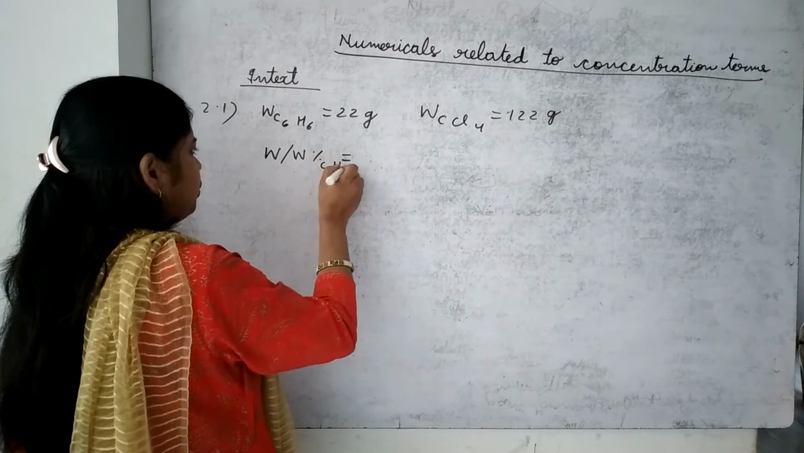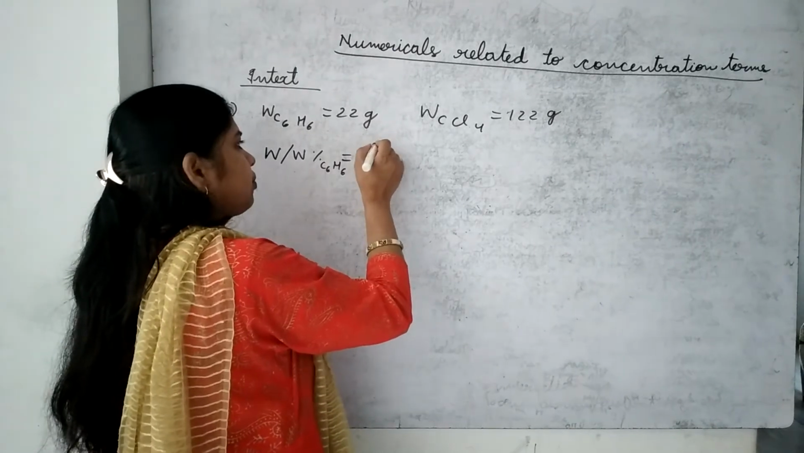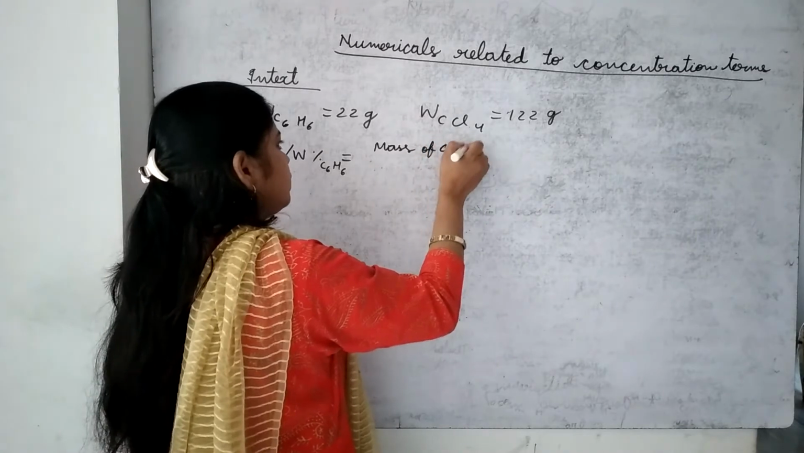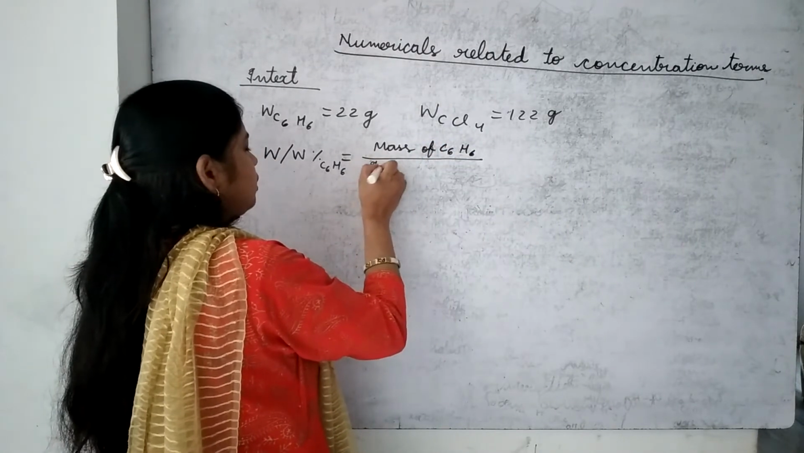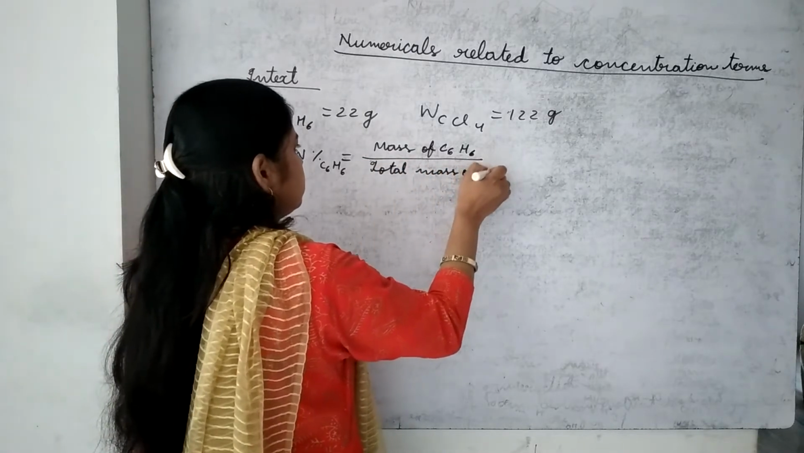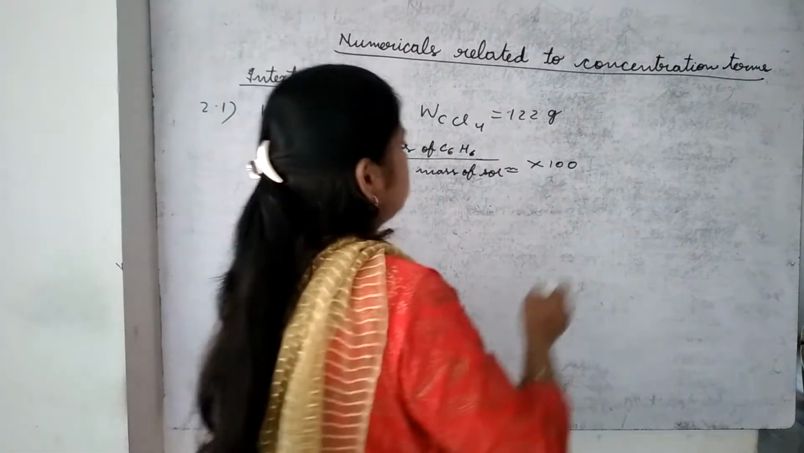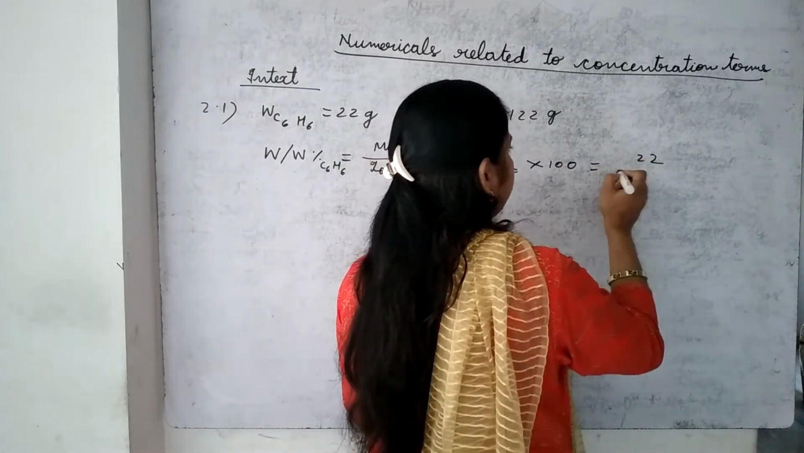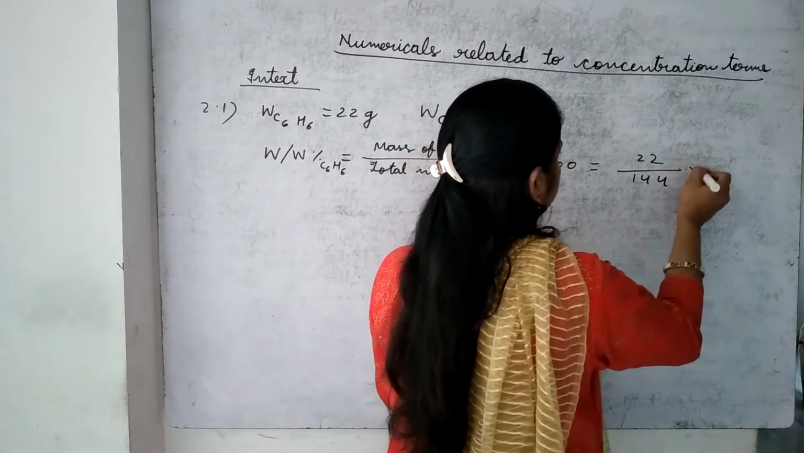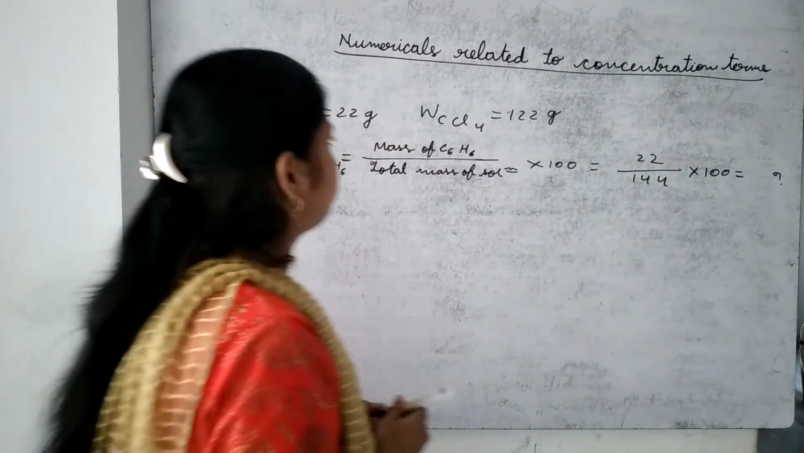First of all, we are going to find the mass percentage of benzene. So mass of benzene taken divided by total mass of solution, into 100. Now this is 22 divided by total mass, that means 122 plus 22, it's 144, into 100, and we'll find the answer, which will be in terms of percent.